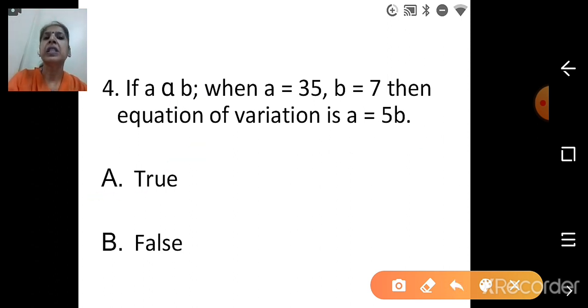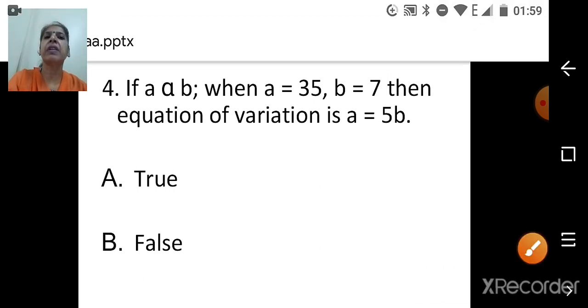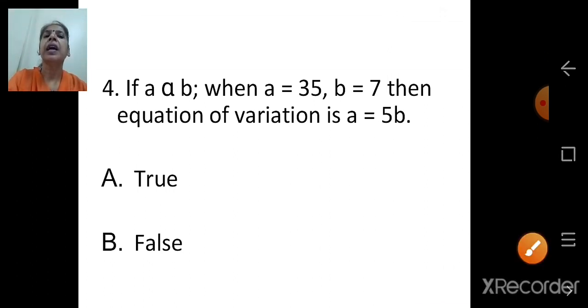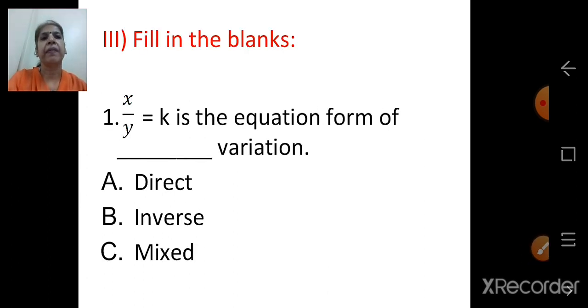So this way you are going to do a little bit of calculation if required. First, which variation is it? Direct variation, and we know the ratio is constant. So k is 35 upon 7, that is 5. Then the equation form: A is equal to 5B. So this way you do the calculation and mark the correct option.